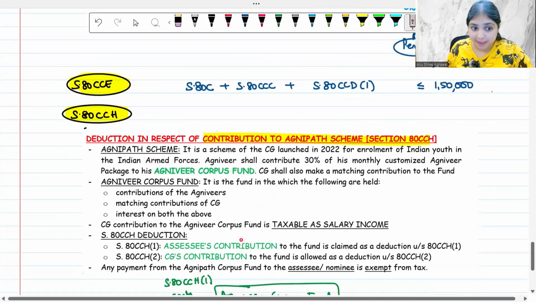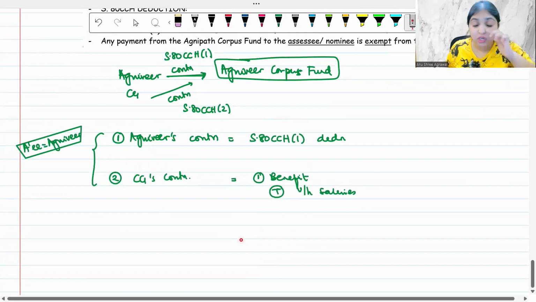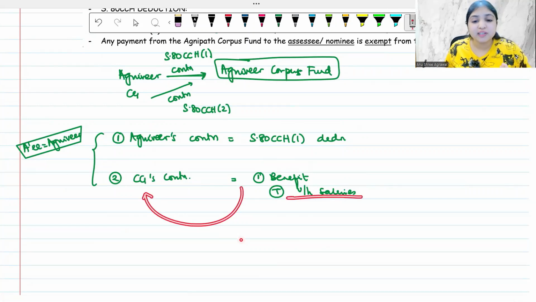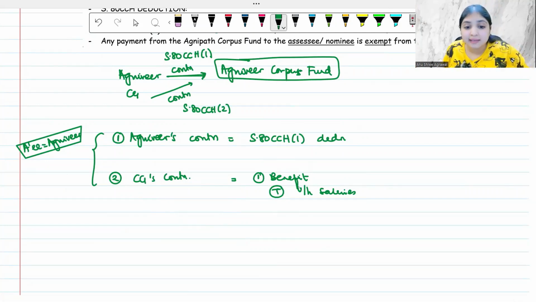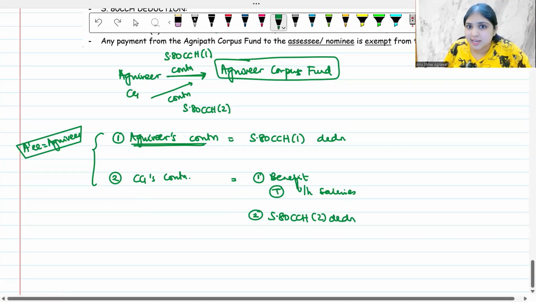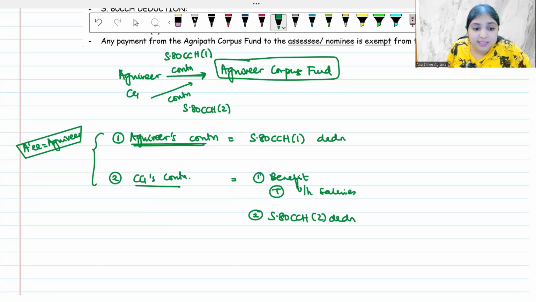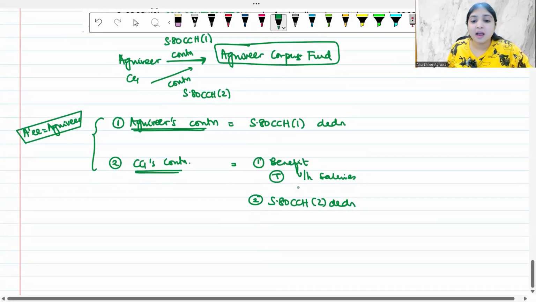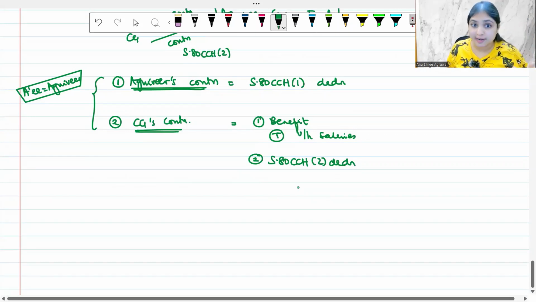Exactly in the same manner, even under 80CCH, whatever is the central government's contribution for the Agniveer, it's a benefit from his employer, which we will tax under the head salaries, and then we will also give him 80CCH subsection 2 deduction. That's all, guys. So Agniveer's own contribution under 80CCH1, he'll get a deduction. Whatever is the central government's contribution, it will first be taxed under the head salaries, and then under 80CCH subsection 2, you will get a deduction.